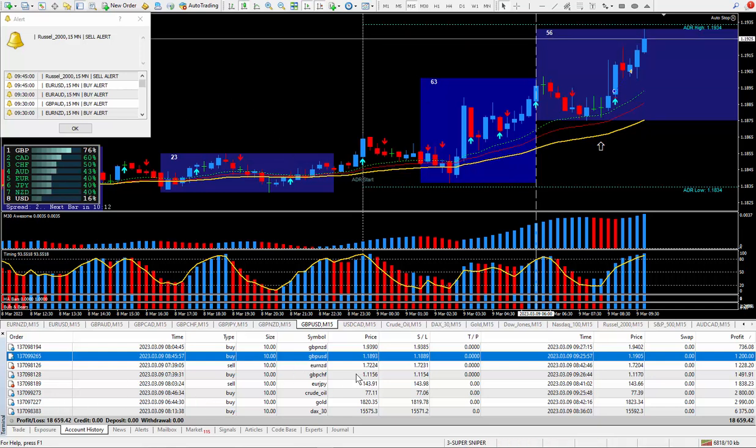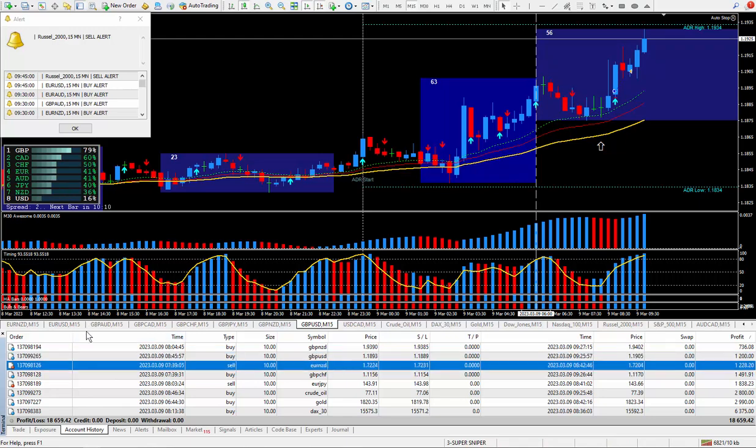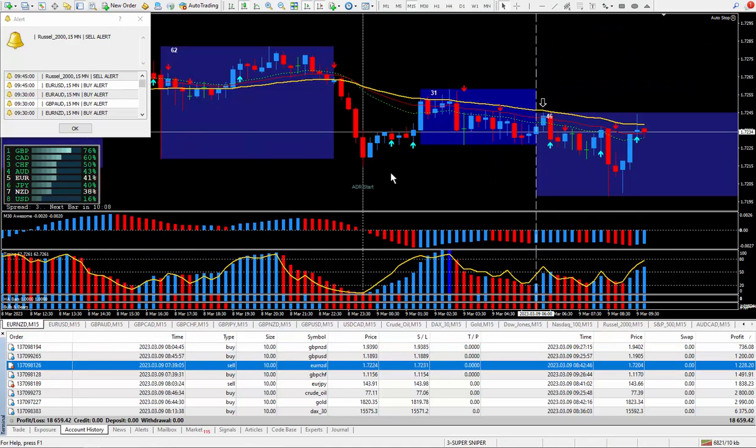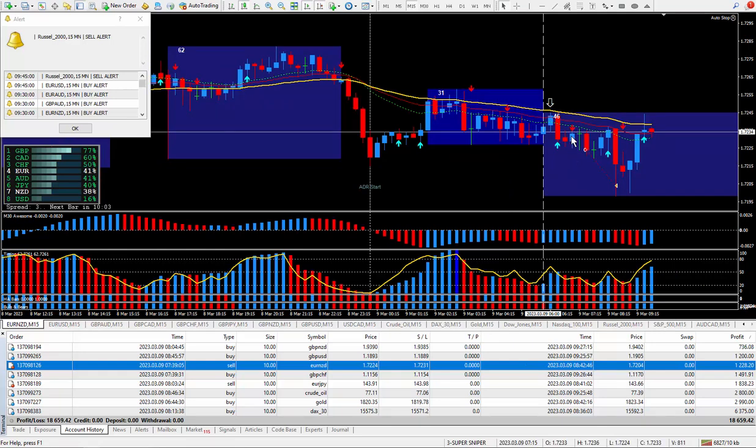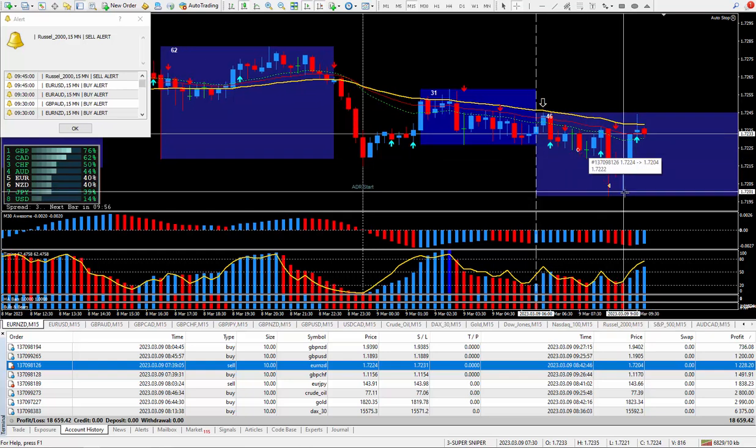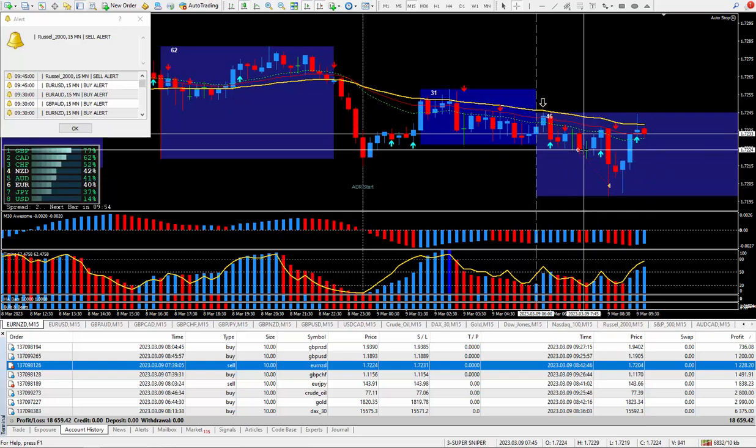Moving right along to the next trade, Euro New Zealand. Here we go. Wanted to be selling it. There's the arrow from the daily trade plan. Let's see where I got in at. There's the sell super signal arrow. Took the trade here. Looks like I got out at a good area.